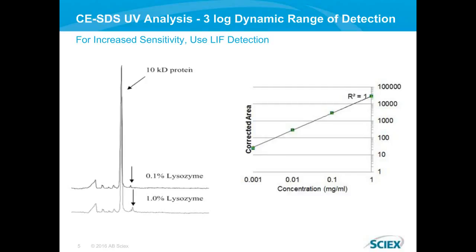If you needed higher sensitivity and you needed to push the instrument just a little bit farther, we can use LIF detection, laser-induced fluorescence, and get a little more sensitivity out of it for any assay where you may need to get down to closer to 0.01% impurities.